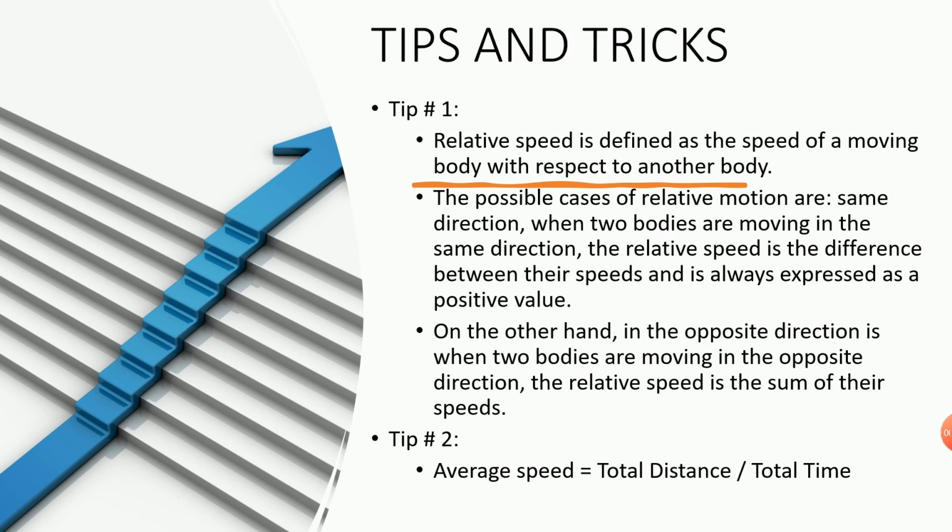Tip 1: relative speed is defined as the speed of a moving body with respect to another body. The possible cases of relative motion when two objects are considered: same direction, that is, two objects moving in the same direction, like two race cars racing on a race track. The relative speed is the difference between their speeds and is always expressed as a positive value.